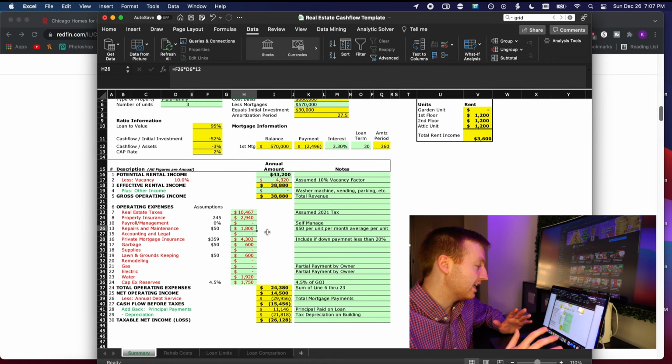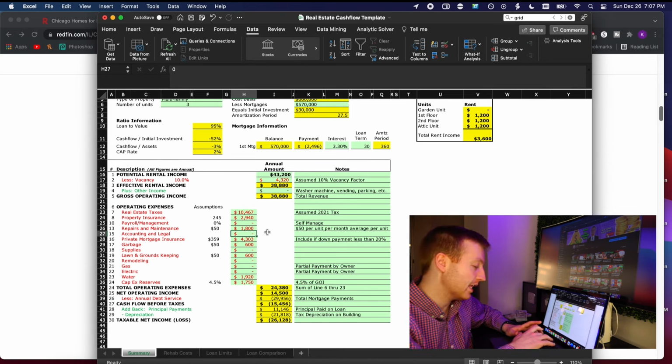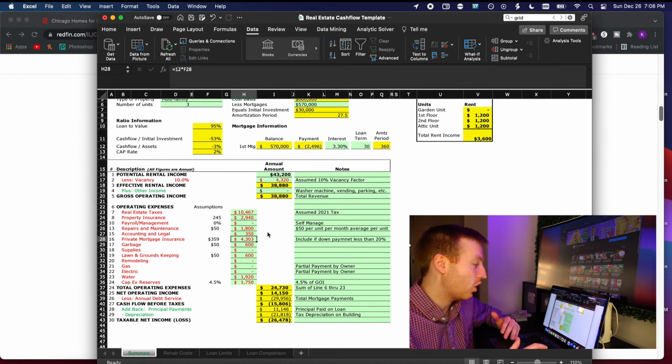I also like to take into account accounting and legal. I know when I gain another property, it's gonna cost me about $350 more with my accountant. This is a small fee, but it is something to consider when you're buying a property. You want to take into account all of your expenses.